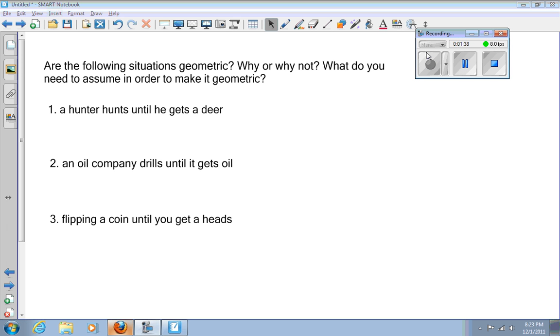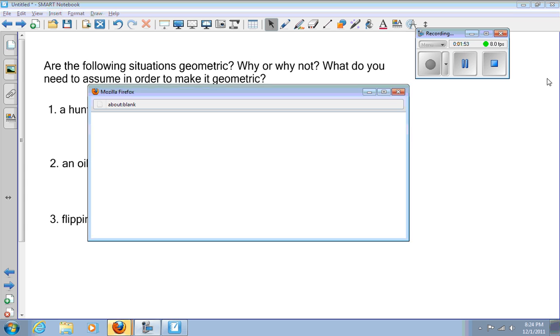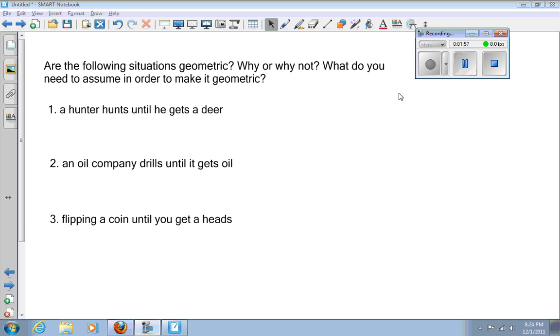So now let's go through each of these three cases. Are the following situations geometric? Why or why not? And what would you need to assume in order to make them geometric? Number one, a hunter hunts until he gets a deer. So is there a success or a failure? Sure. Is there a fixed number of observations? Well, I don't know about a fixed number of observations. What is an observation? Maybe you could say each day.